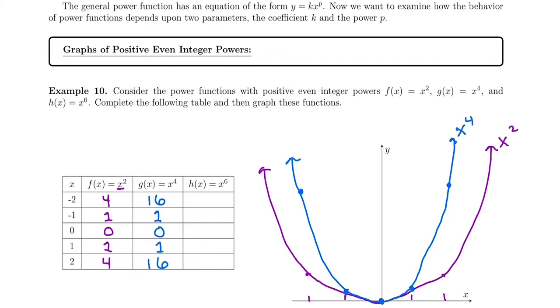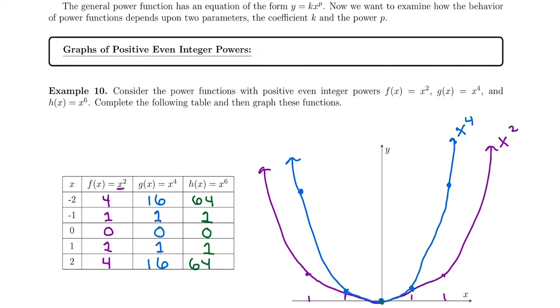Very similar shape though. Lastly, we're going to explore x to the sixth. So I'm going to do -2 in parentheses to the sixth. It is way up at 64. -1 to the sixth is 1. 0 to the sixth is 0. 1 to the sixth is 1. And 2 to the sixth is 64.